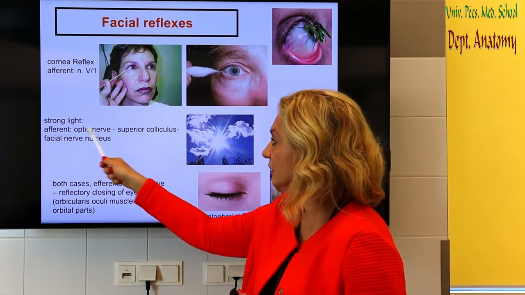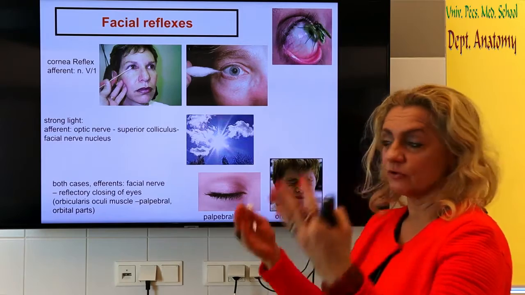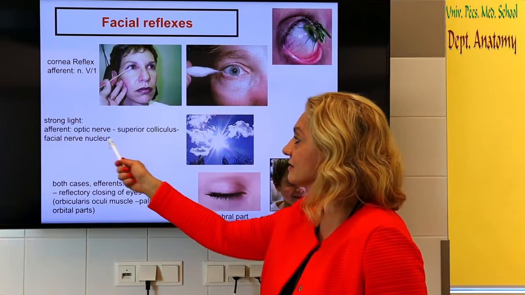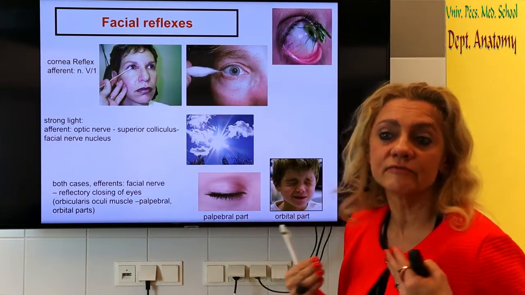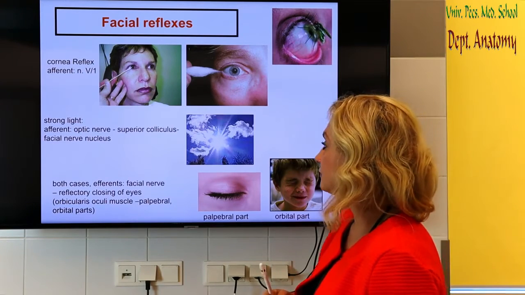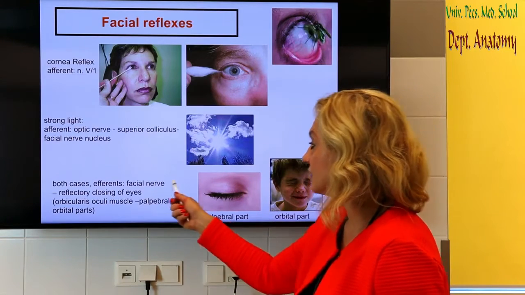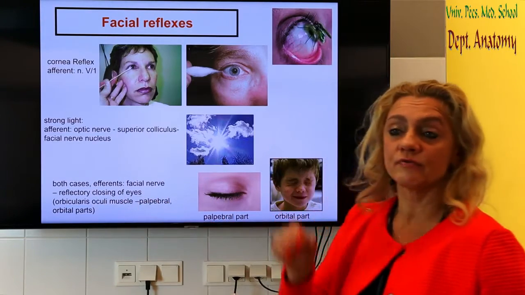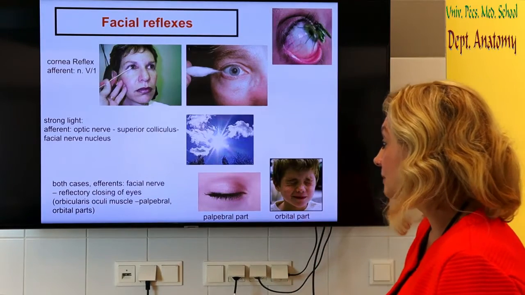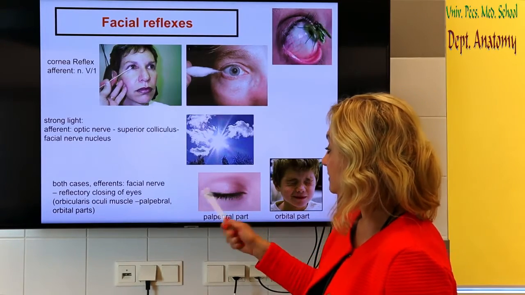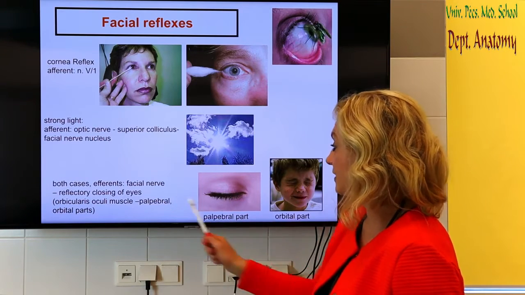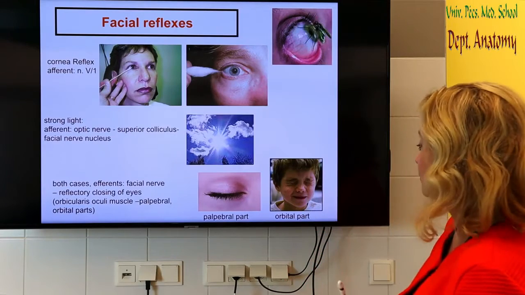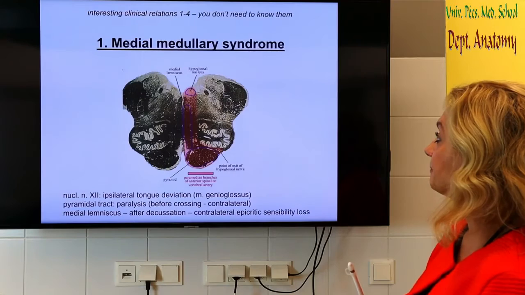Or everybody knows, if you go outside or suddenly light is shining in your eyes, you close your eye. In this case, the afferent is obviously the light information through the optic nerve, and then in both cases, the facial nerve is the efferent part. And then we have a reflectory closing of the eye, orbicularis oculi muscle. If the light is not that strong, then you just simply close the eye with the palpebral part. If the light is very strong, then you strongly close your eyes with the orbital part.